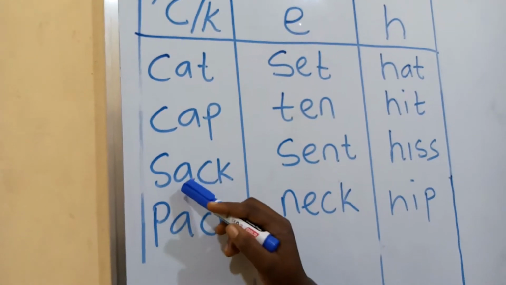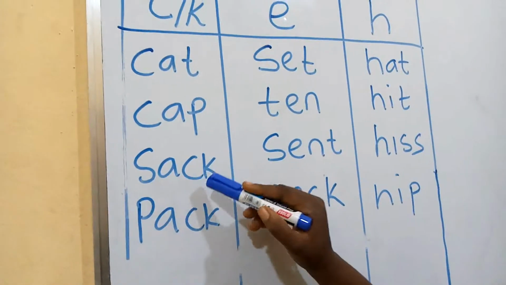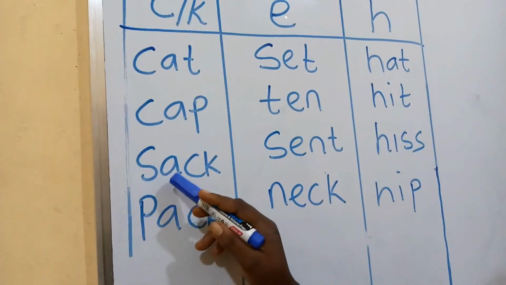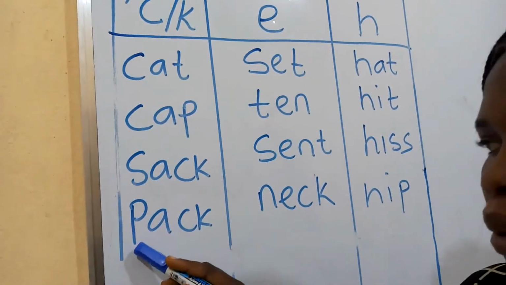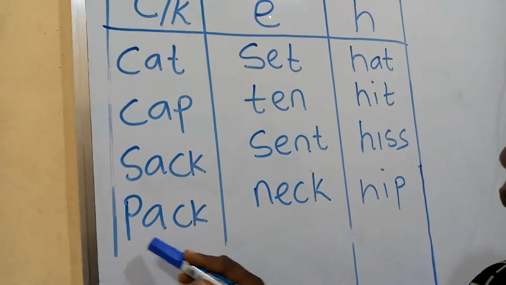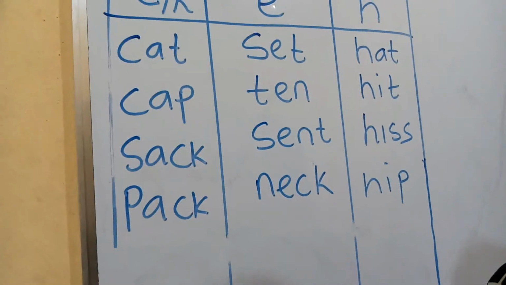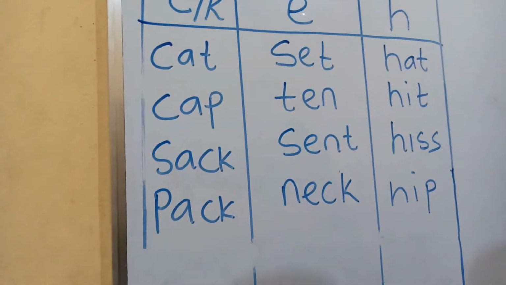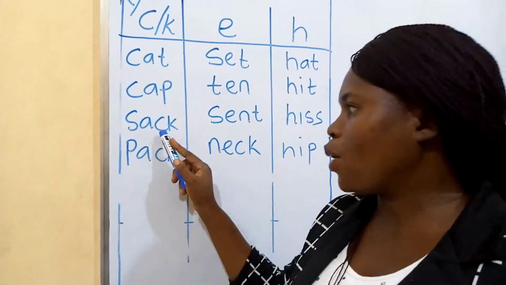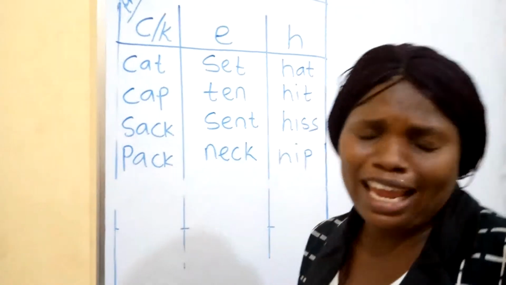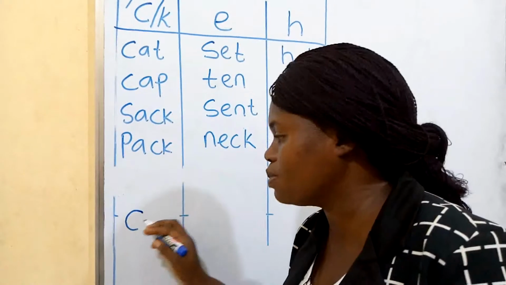S, a, k. Again. S, a, k. Now pronounce it. S-a-k, that's sack. P, a, k, pack. That's lovely. Now remember, any place you see this letter, the sound can come at the beginning, in the middle, even at the end.